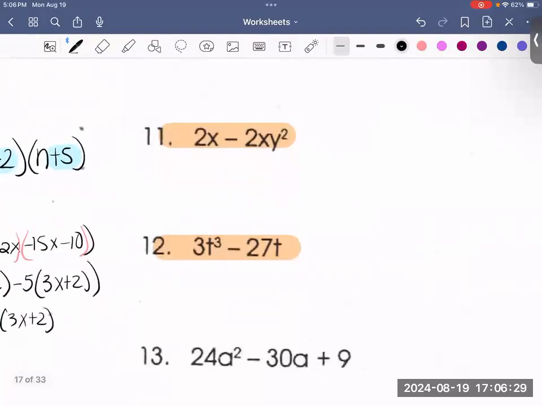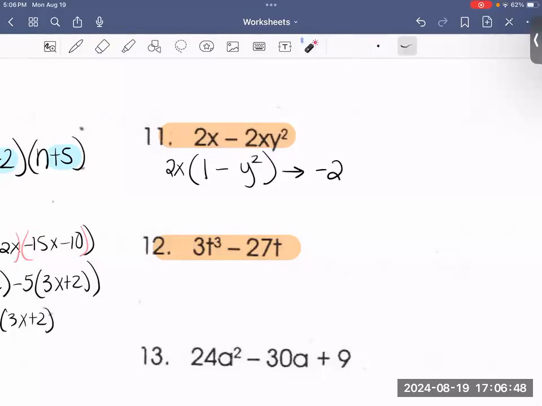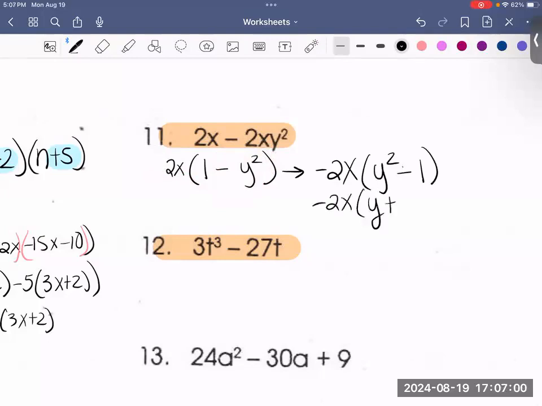All right, so your remaining ones, again, I'm hoping you're pausing the video and trying it out. Looking for your GCF, we have a 2x. We have 1 minus y squared. So again, the structure of that looks a little funny. So let's go ahead and get the negative leading coefficient away. So negative 2x, y squared minus 1. We do have a difference of squares. And there you have it.